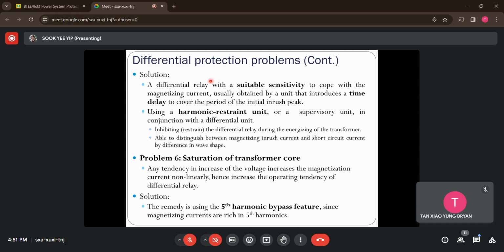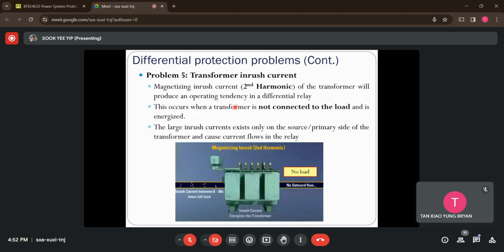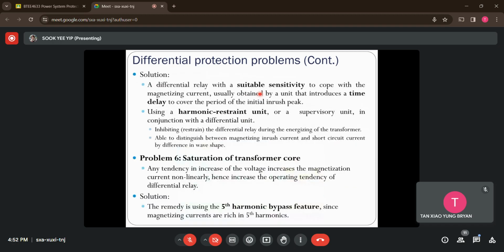Another solution is that I can use a harmonic restraint circuit, or I should say a supervisory unit, together with the differential relay. Why? Because this is high in second order harmonics, correct? So now we can use this harmonic restraint circuit to stop the operation of the differential relay whenever we power up the transformer.